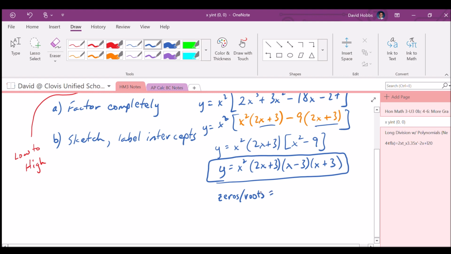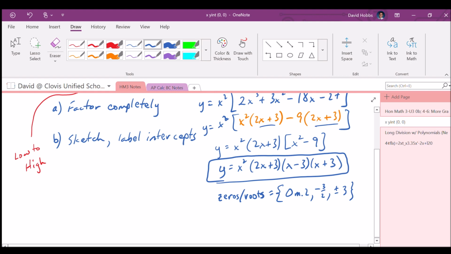So if we plug in 0 for y, we're in factored form now. We've got x squared. Can x squared equal 0? Yeah. If x is 0, and it happens twice, so the multiplicity is 2. Can 2x plus 3 equal 0? Yeah. You set it equal to 0, subtract 3, divide by 2, so negative 3 halves. And what about the x minus 3 and the x plus 3? Well, plus and minus 3.